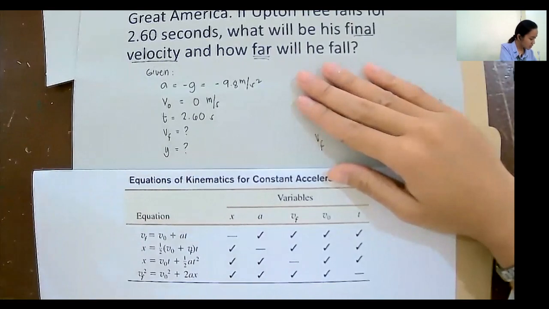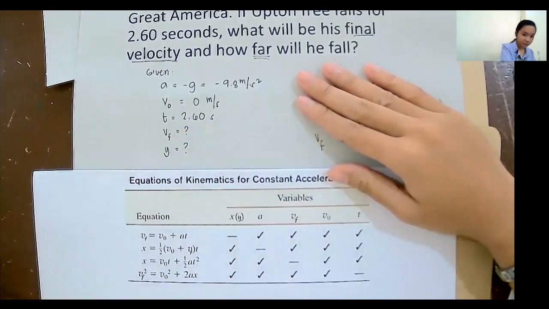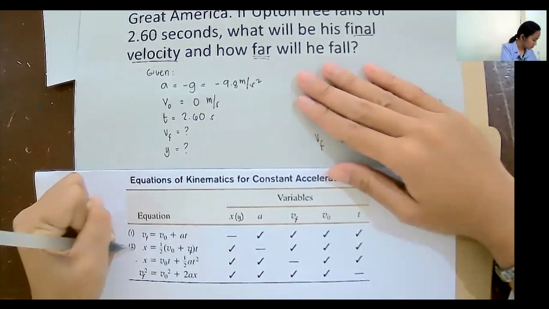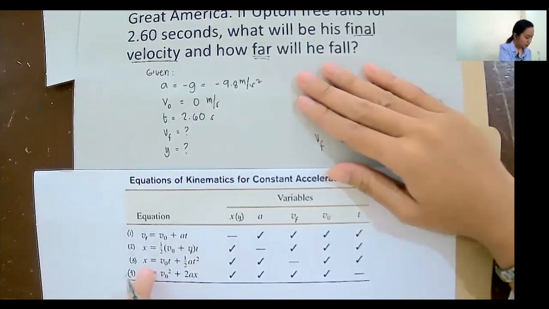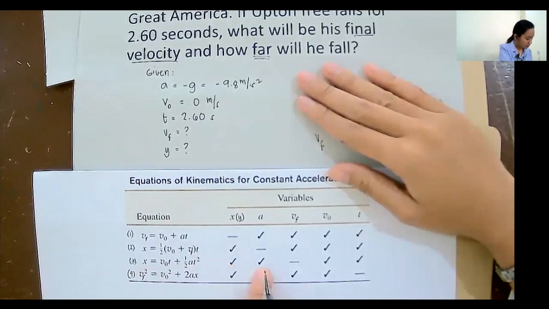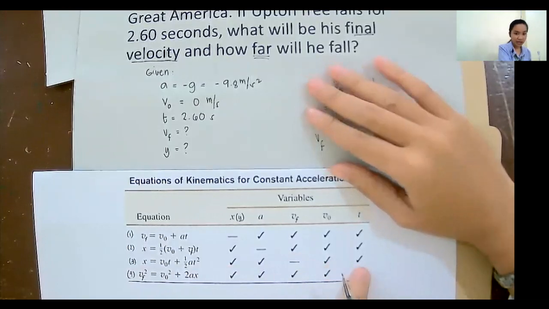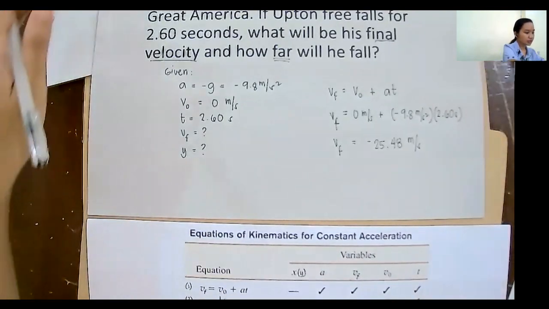This is interchangeable, it can be y. So this is what we will use, your third equation, because we have y, or your distance. We have acceleration. We don't have a final velocity if your final velocity is not yet given. And then we have the initial velocity and your time. So we are going to use this equation.